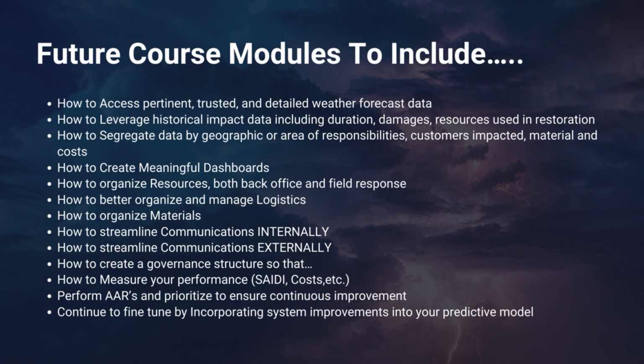the things that predictive damage and proactive planning touch are listed here on this slide. So, getting access to pertinent, trusted, and detailed weather forecast data. We can spend a couple of hours talking about where this data resides. How do you know that it's trusted? How do you integrate it into your spatial products like GIS? How do you leverage the folks in your organization to provide you that historical impact data, the duration, the damages, the resources used in restoration? How do you get that data?